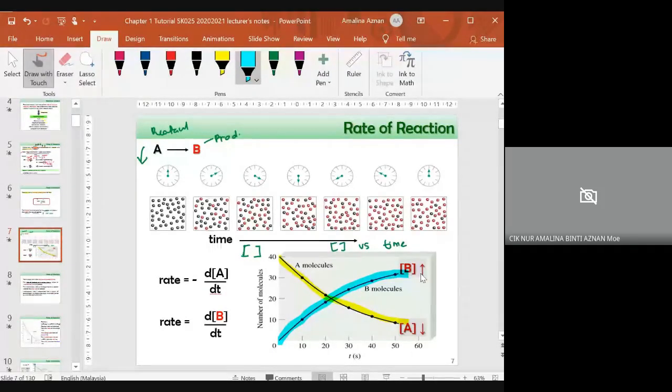So that is the representation from the graph, how we know. And that is why if you see the rate for concentration of A, which is your reactant, we will put a negative because it is decreasing. For the product, usually we will write a positive. If you do not write it, it is okay, but it is better for you to write the positive in front because you know that it is formation.